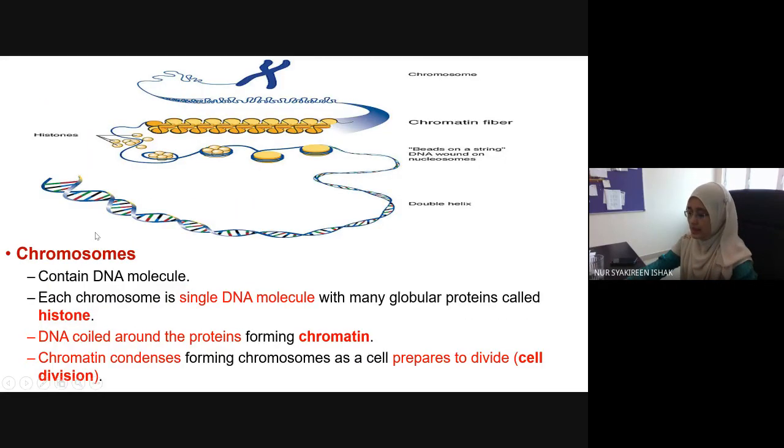So next, inside the nucleus, obviously you have the chromosome. So this is a chromosome. As you know, daripada dulu lagi bentuk dia macam ni lah, bentuk X, right? The chromosome contains the DNA. So this is DNA.